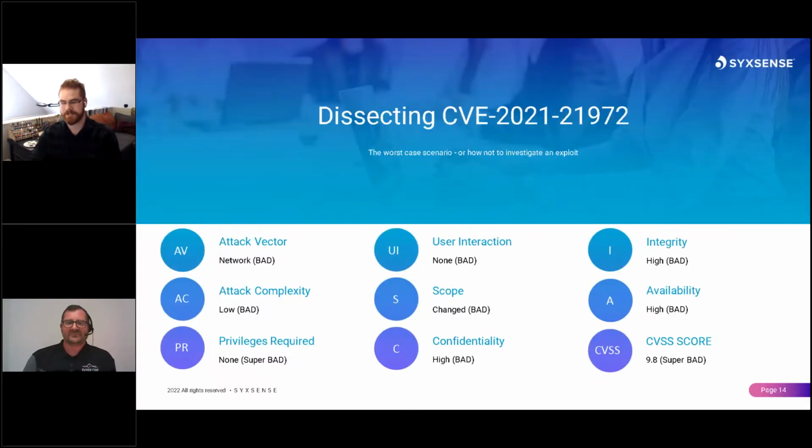So looking at this from the CVSS score perspective, we see that it's a network-based exploit. It has low complexity, no privileges required, no user interaction required. It can change scope, so it can jump from one context to another. It has high impact across the board: availability, confidentiality, and integrity. So it does have a very high score of 9.8.